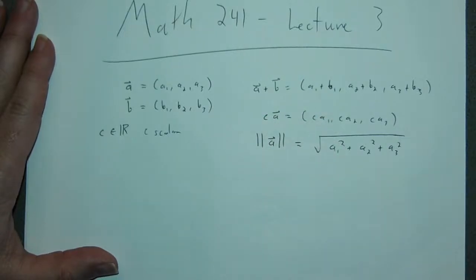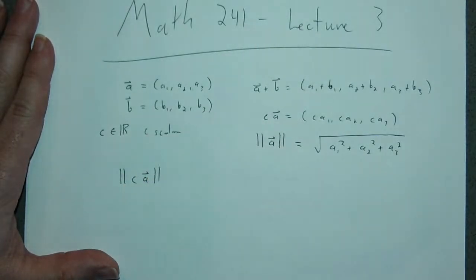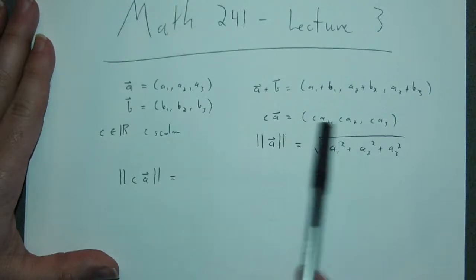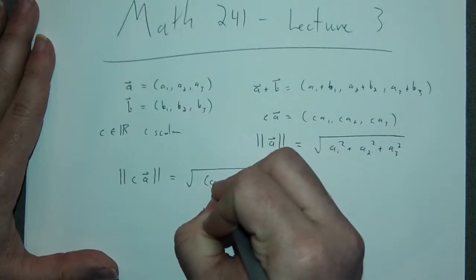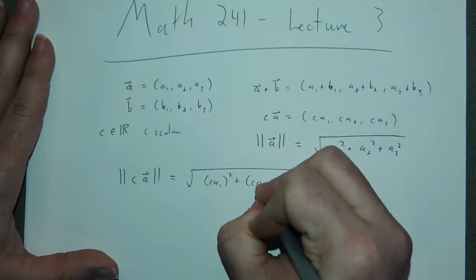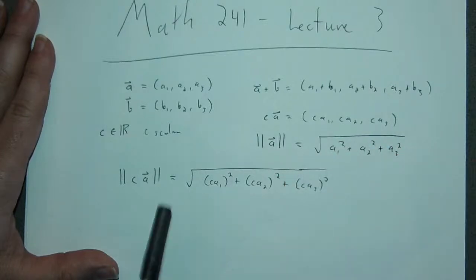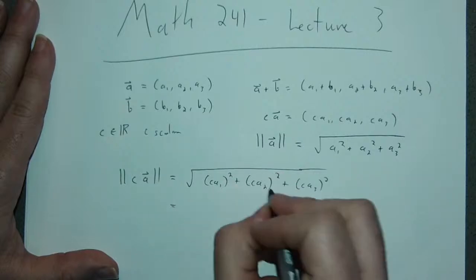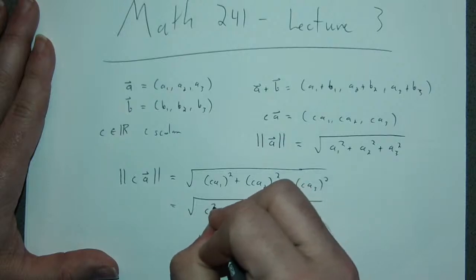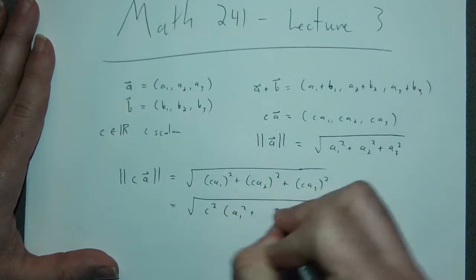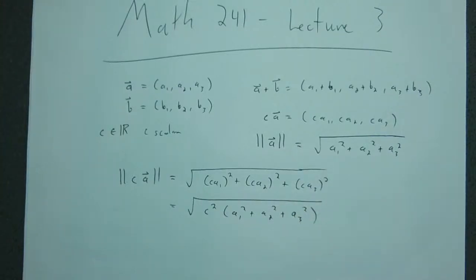In fact, we can prove this, right? If I compute the length of C times A, what is that? Here's what C times A looks like. Just using the same formula, this is the square root of CA1 squared plus CA2 squared plus CA3 squared. What is that? Well, squaring all these terms and factoring a common factor of C squared out, this is C squared times A1 squared plus A2 squared plus A3 squared.